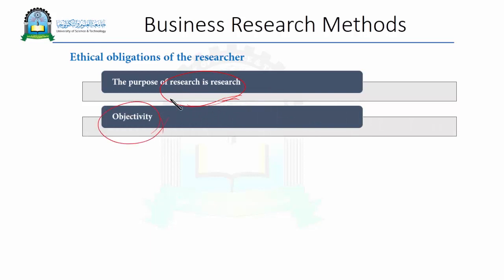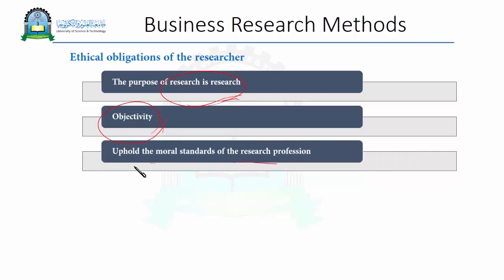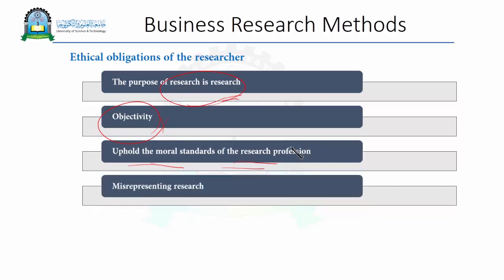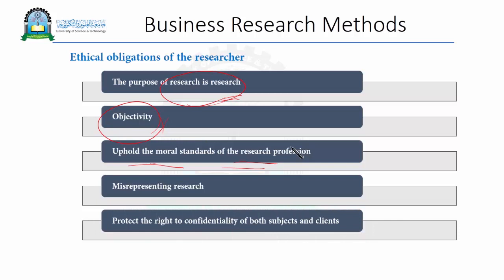Objectivity, so the researcher must be objective because bias is not ethical. Even if some conclusions come from the findings which the researcher doesn't like, he has to be objective and not be biased and support one thing over another. Uphold the moral standards of the research. That means ethical things like avoid plagiarism and stealing others' work. The copyright must be maintained. Whatever study, whatever work, whatever ideas you have taken from others, you need to mention and cite in the research. Misrepresenting research: you represent the research in an ethical way.